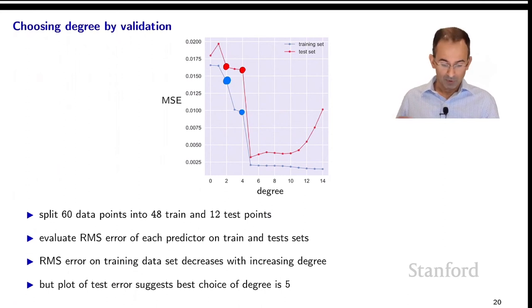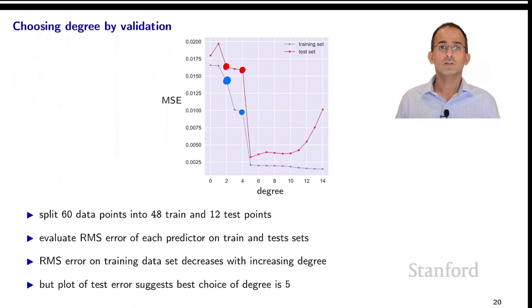Now, what happens on the training set as you increase the degree is that training error has to decrease. Increasing the class of functions, increasing the set of functions over which we're optimizing, means we're going to get better fits. And so you can see that every time we increase degree, the training error decreases. The test error certainly doesn't have to, and it doesn't.